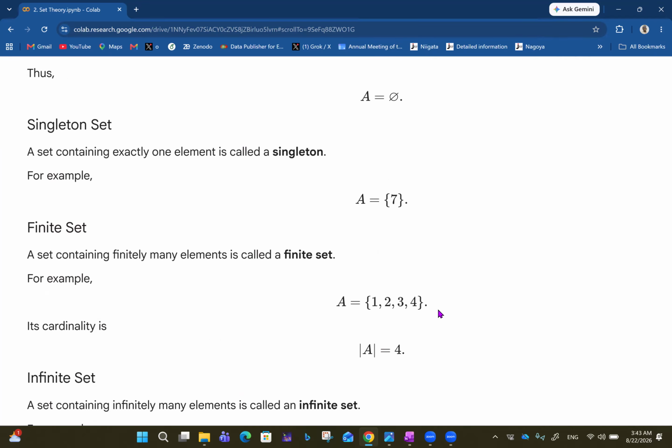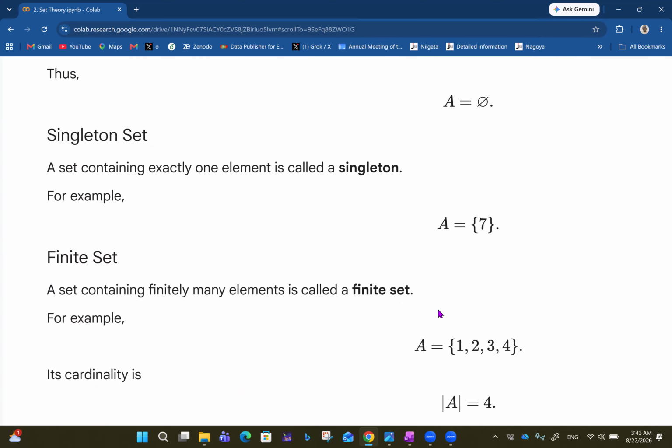Then we also have what we call a singleton set. A singleton set is a set containing explicitly one element, like that. So a set containing exactly one element is called a singleton. For example, if A contains only seven, then we say this is a singleton set with element seven.